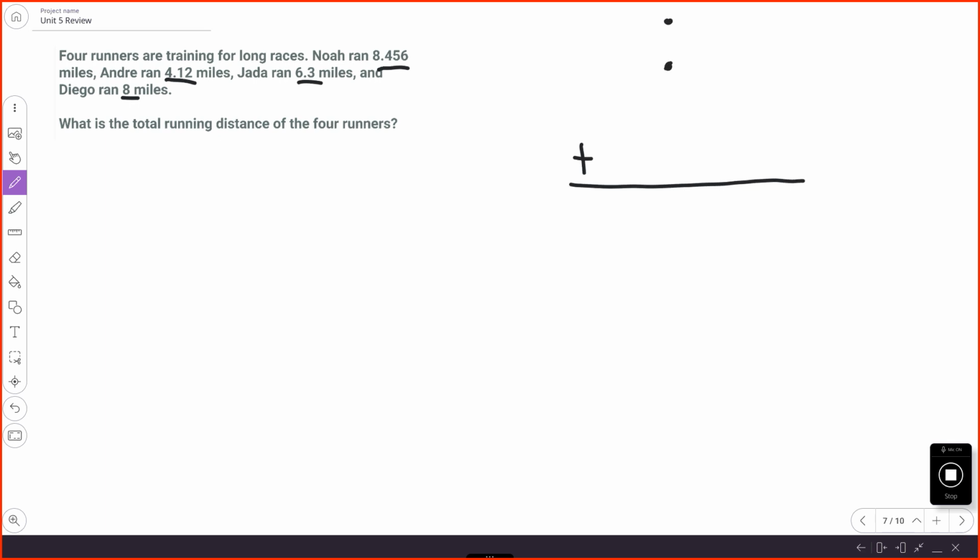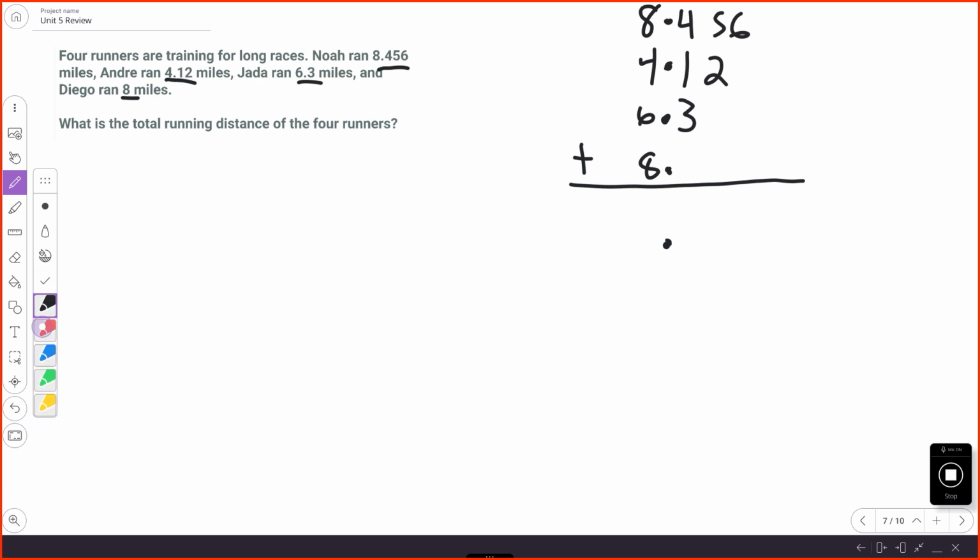Line up the decimals. We got 4 numbers. Line the decimals up. I'm just going to put the numbers where they're supposed to go: 4, 1, 2, 6, 3, and 8. What do we do now? Add the zero. To help us out? Yeah, just to make sure we don't make any mistakes.